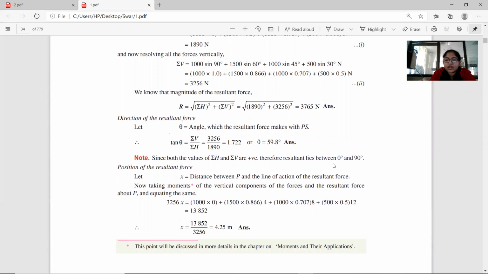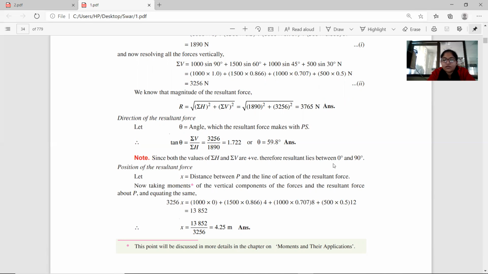So 1000 multiplied by 0, plus 1500 multiplied by 0.866 multiplied by 4, plus 1000 multiplied by 0.707 multiplied by 8, plus 500 multiplied by 0.5 multiplied by 12. After solving this equation, my value will be 13852 equals 3256x. Then x will be 13852 divided by 3256. My value of x, the position of the resultant, is 4.25 meters.